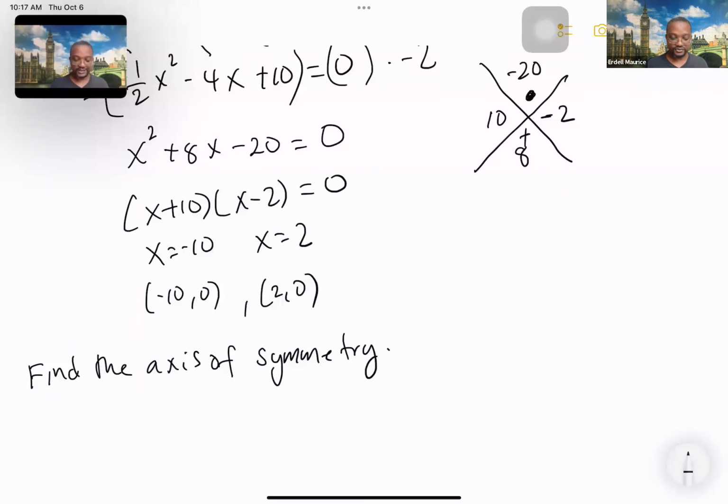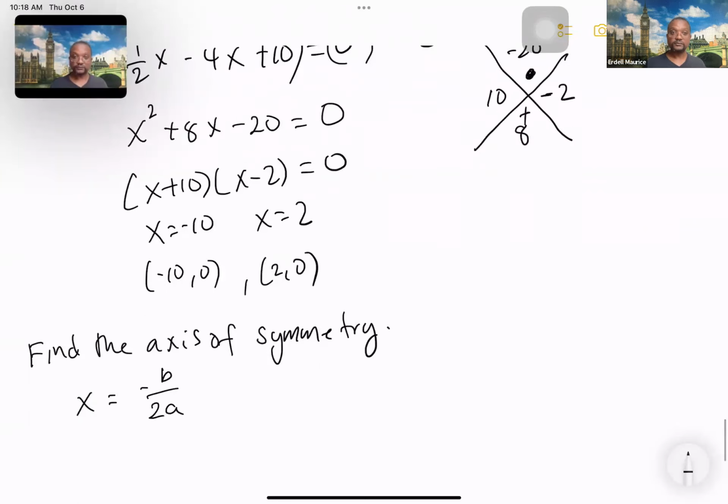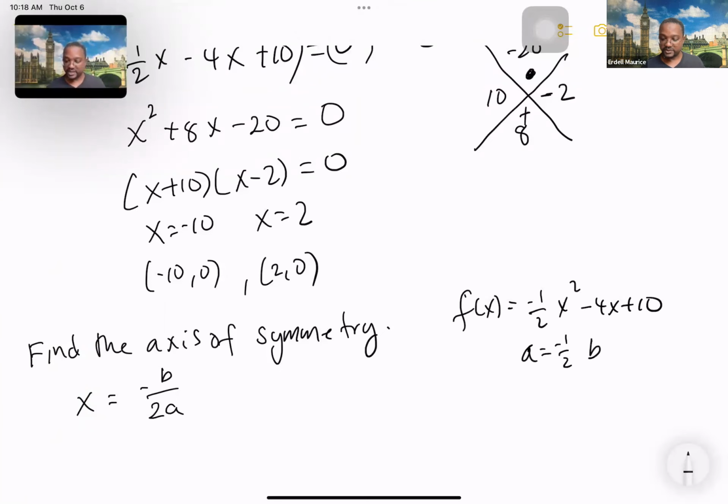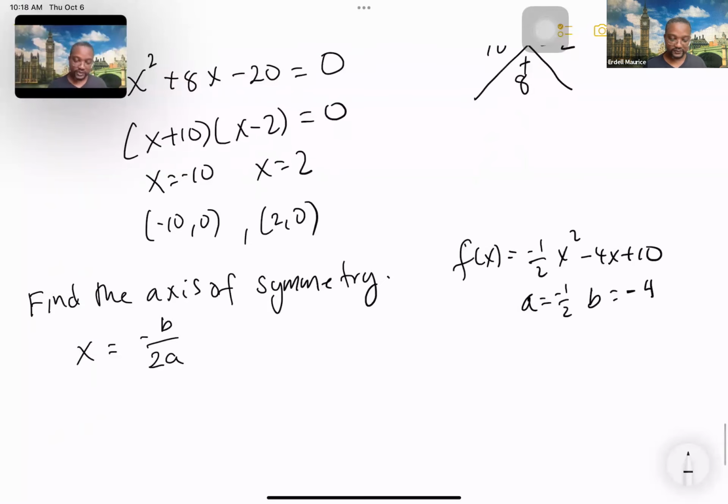The formula for the axis of symmetry is x equals negative b over 2a. Let me rewrite the problem down for you. f(x) equals negative 1/2 x squared minus 4x plus 10. That means that a equals negative 1/2 and b equals negative 4. The axis of symmetry is going to be negative 4, that's b, divided by 2 times negative 1/2.